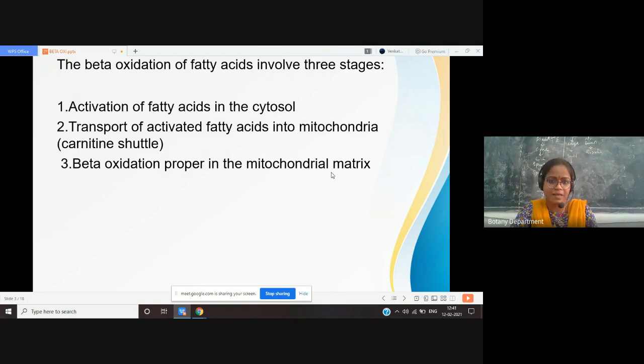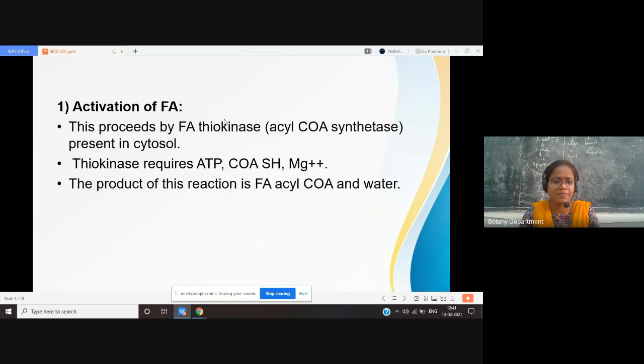First we will see the detailed steps. First is activation of fatty acids. Activation of fatty acids happens in the presence of the enzyme acyl CoA synthetase, which is nothing but fatty acid thiokinase. It requires ATP, coenzyme A, and magnesium. So what will we get after the activation of fatty acid? The products we will get are fatty acyl CoA and water.